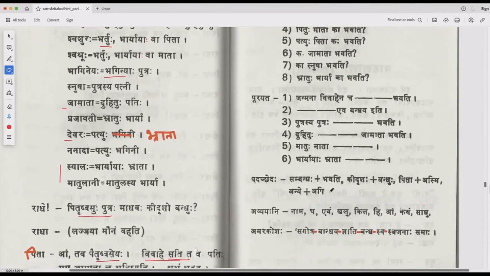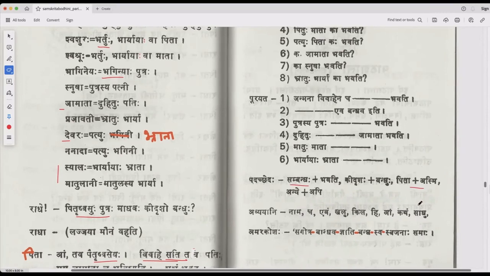The sandhi also, you can look at it. Sambandha bhavati. So, connect these two and tell me. Sambandho bhavati. Kidrisho bandhuhu. Pita plus asmi, pitasmi. Because both letters are the same, A and A, similar vowels, it will just take on the dirgham of it. Anye api. Now here, this A is actually gone and you'll have to pronounce it as anyepi. For easier purposes, we add an S in between and say anyepi. You still pronounce it as anyepi.